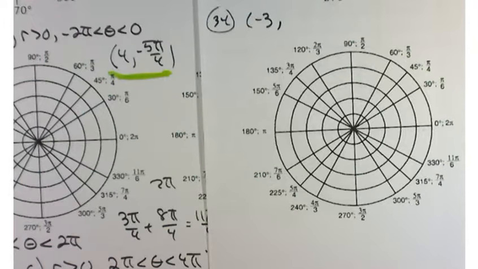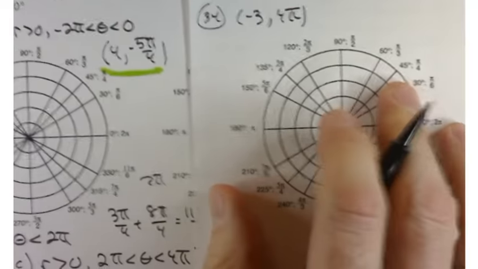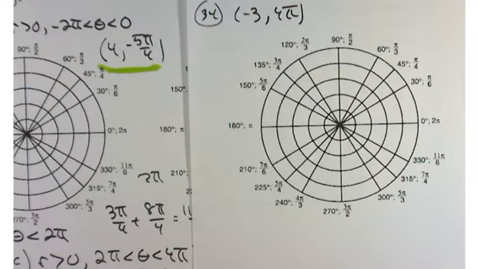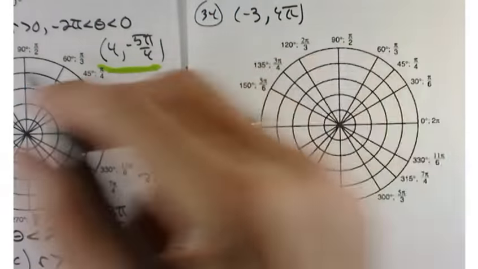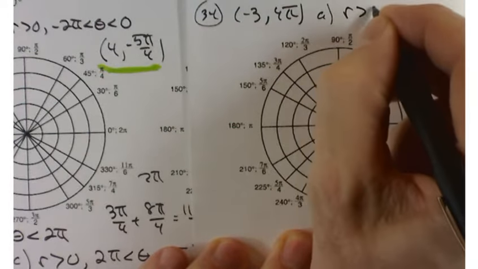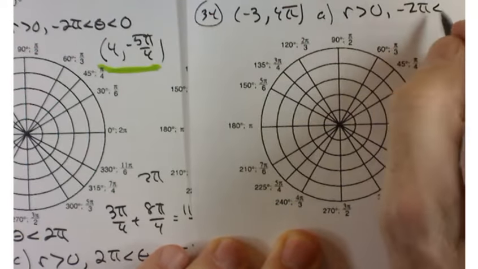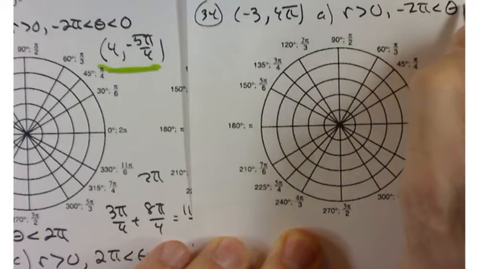So negative 3 and 4 pi. Should be interesting. What I would suggest you do is you first plot that point, figure out where that point is, and then go from there. But we want to find a point that matches the same 3 conditions that we did over here. Part A, r is greater than 0, and the angle is between negative 2 pi and 0.